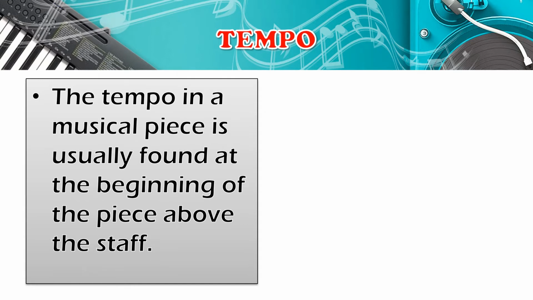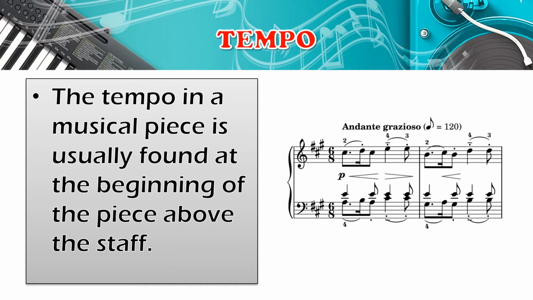The tempo in a musical piece is usually found at the beginning of the piece above the staff. Given in this example, I have here a picture and you can see Andante Grazioso is a tempo, and it is located at the top at the beginning of a piece, above the staff. We can find it in the beginning of the piece above the staff.